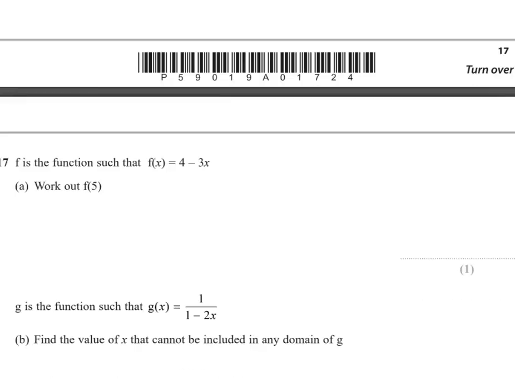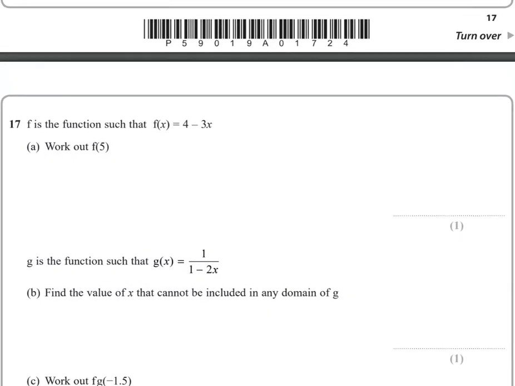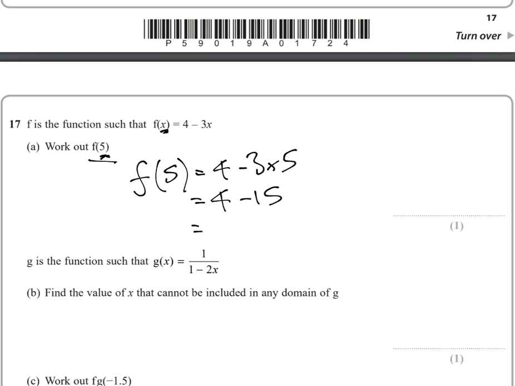Function, work out f5. So 5 means where there was an x, put a 5. So you've got f of 5 equals 4 minus 3 times 5. 4 minus 15, which is minus 11.